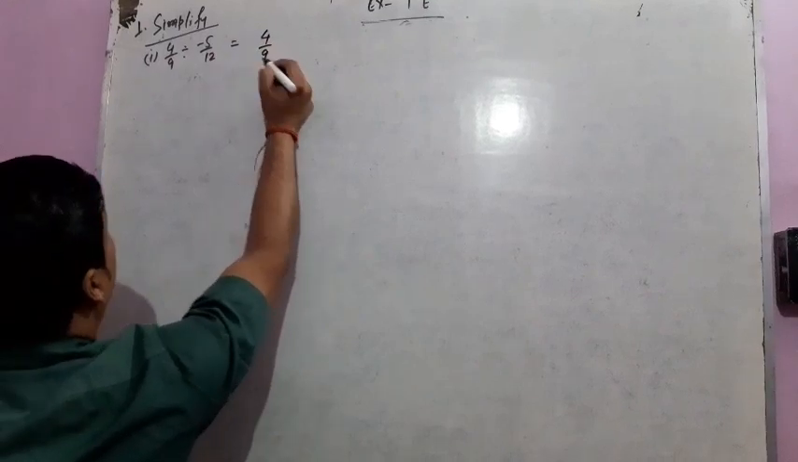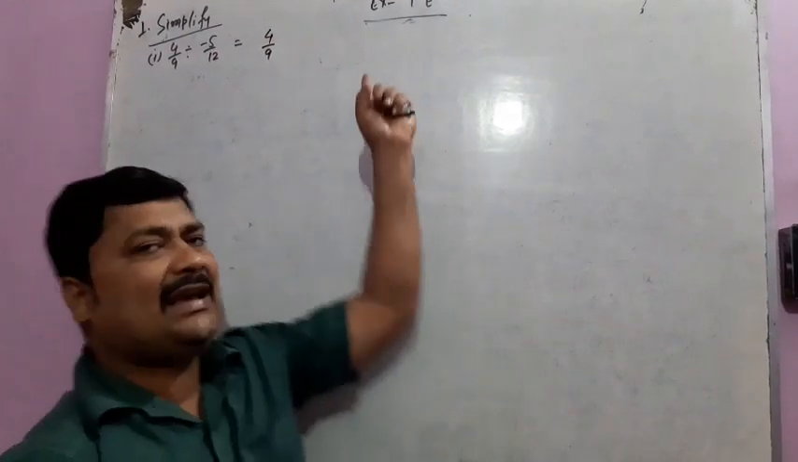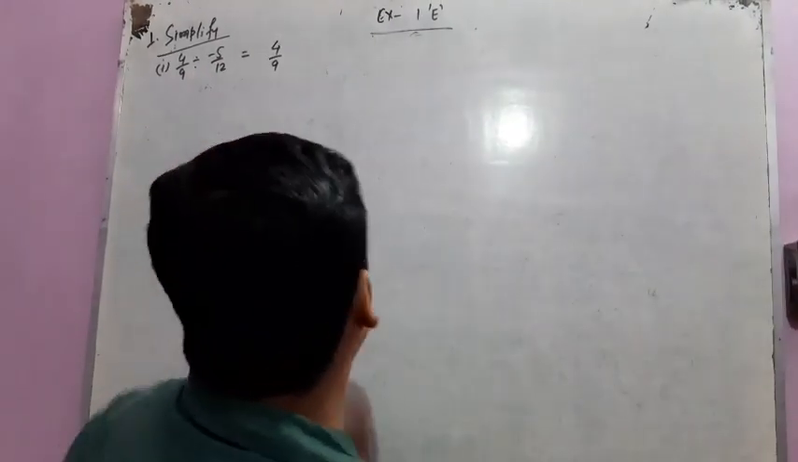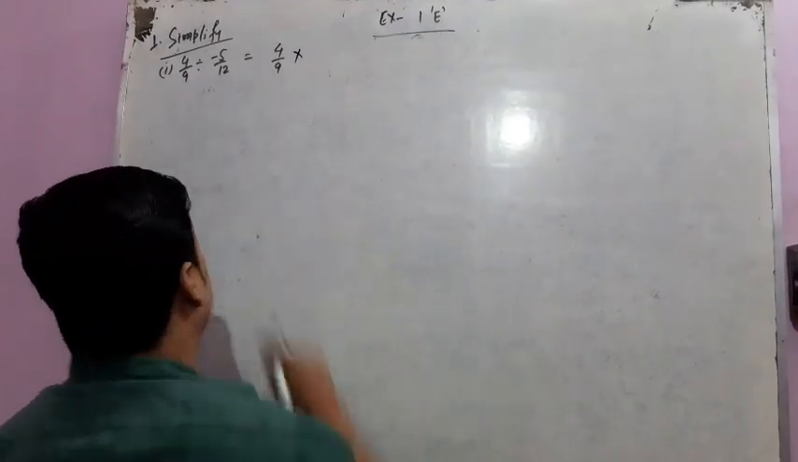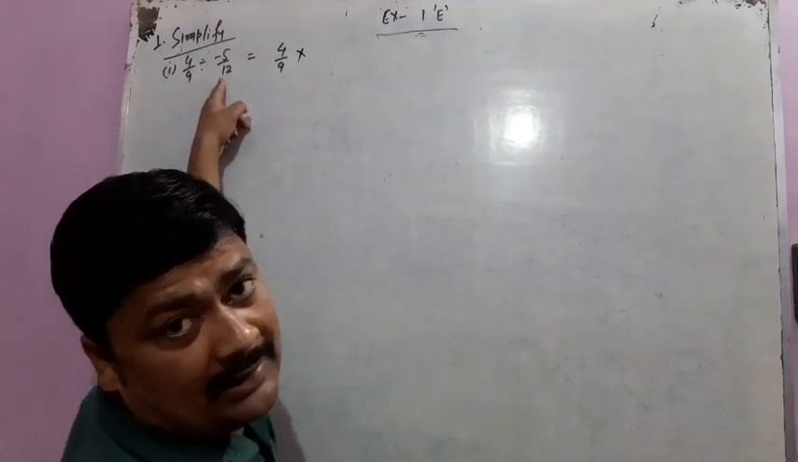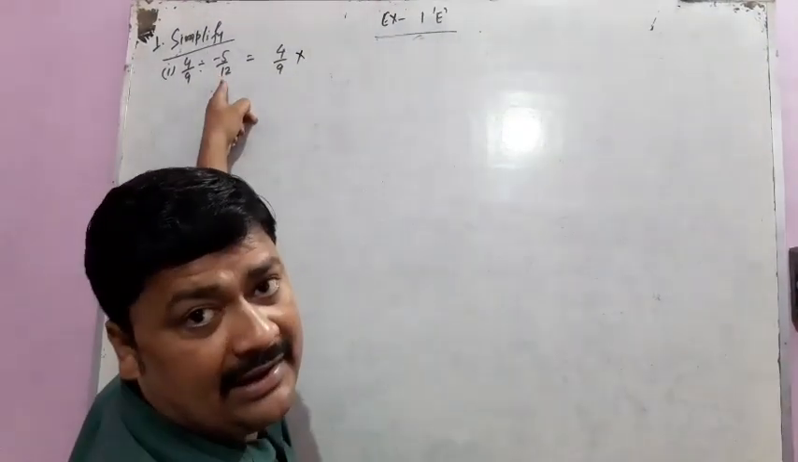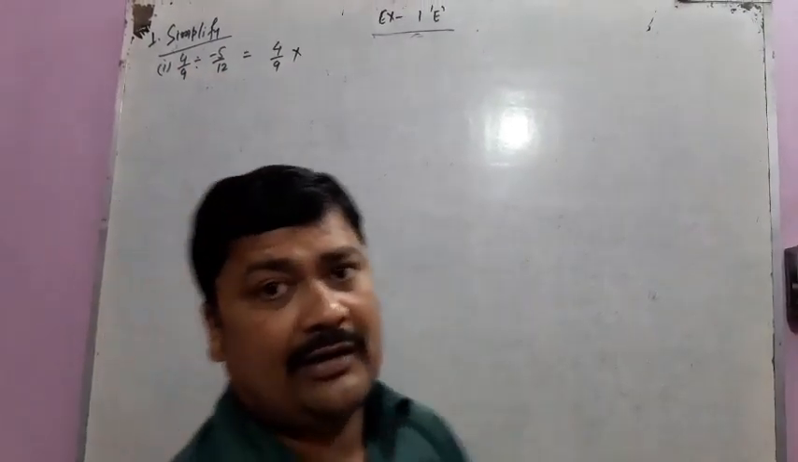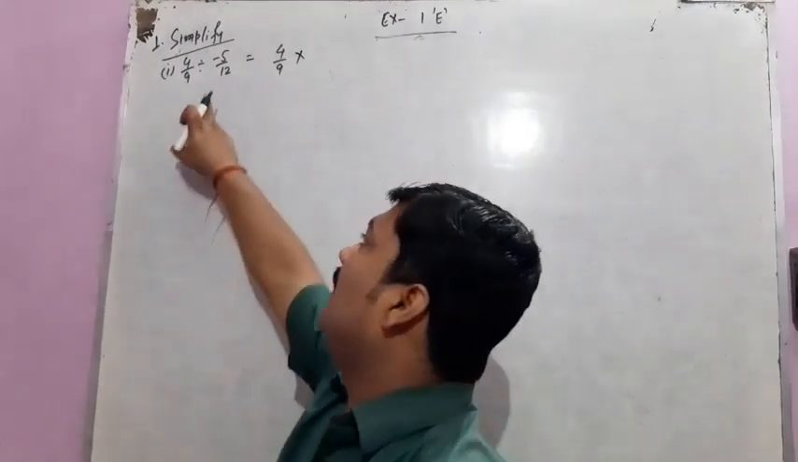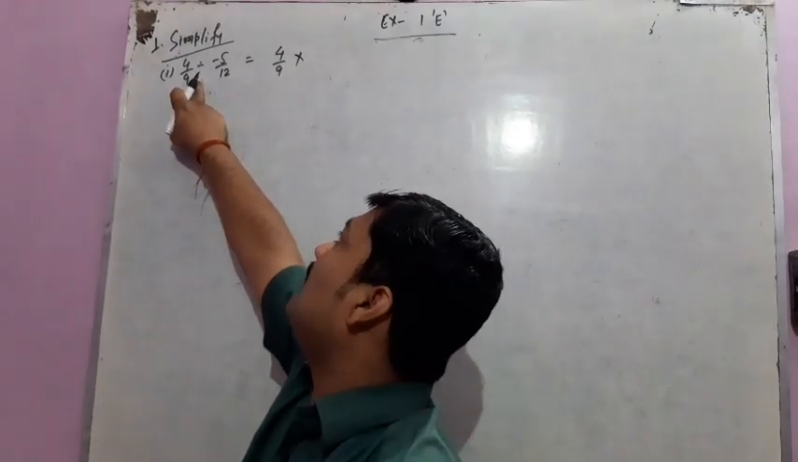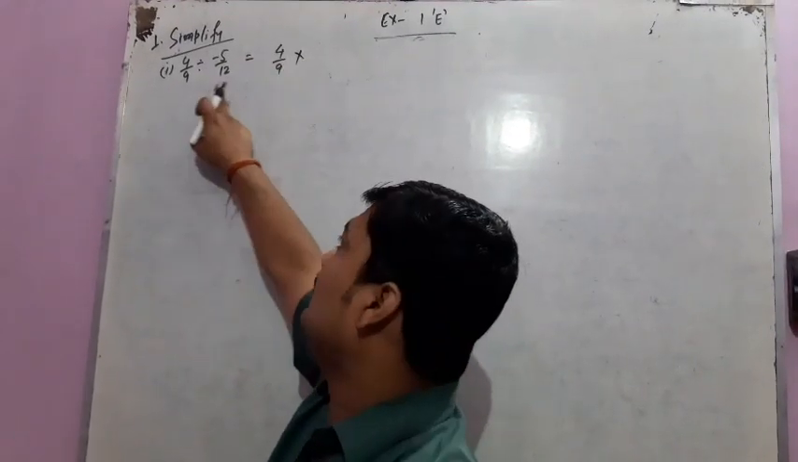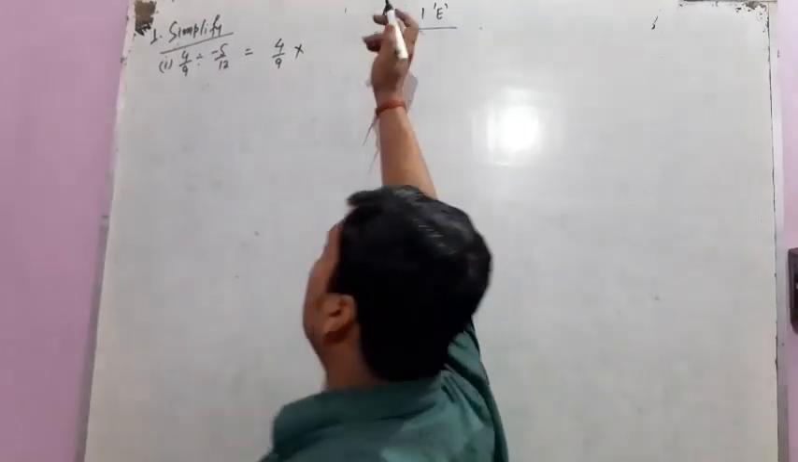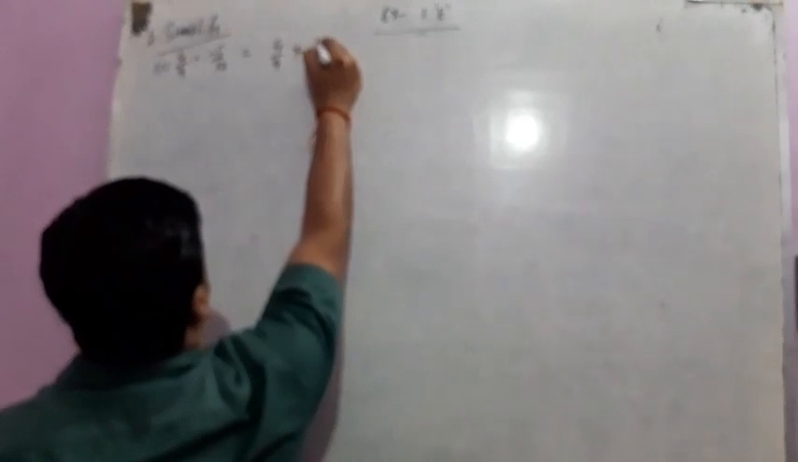4 by 9. One thing we have to always keep in our mind when solving this exercise: when the divide sign turns into a multiply sign, the rational number that comes after the divide sign becomes its reciprocal. Whenever in the complete exercise we convert the divide sign into multiply, the rational number after the divide sign becomes reciprocal.